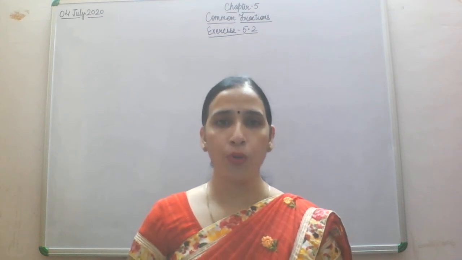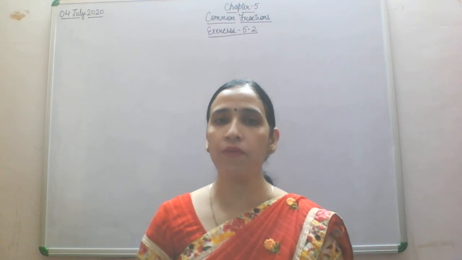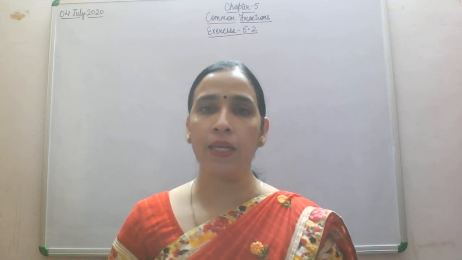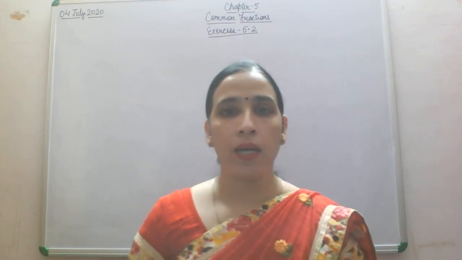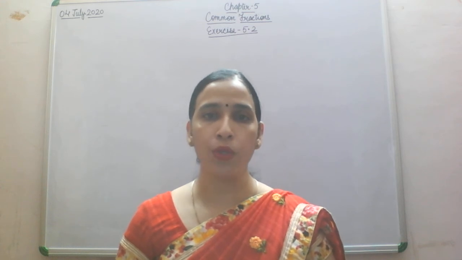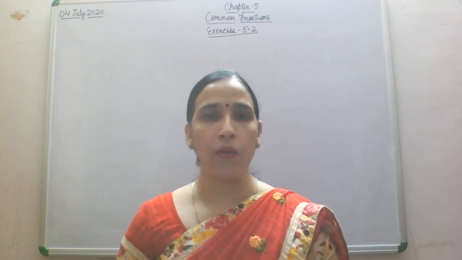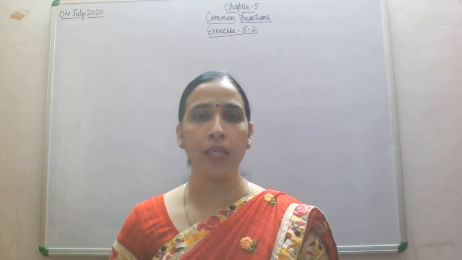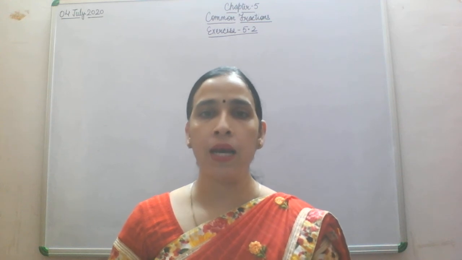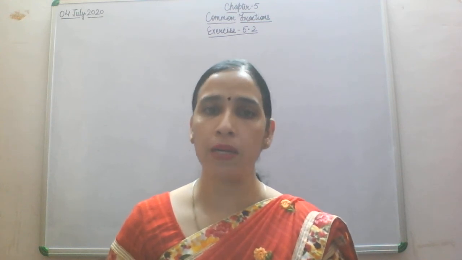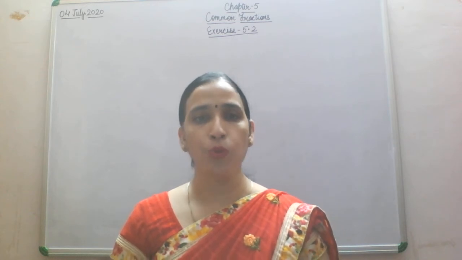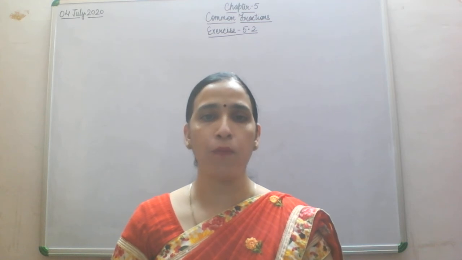As you all know, we have started chapter number 5, that is common fractions, and we have completed our exercise 5.1. Till yesterday we have done comparison of unit fractions, and we have used two methods for comparing unit fractions. The first method is the like fraction method and the second is the cross multiplication method, and related to that we have done two questions of exercise 5.2.